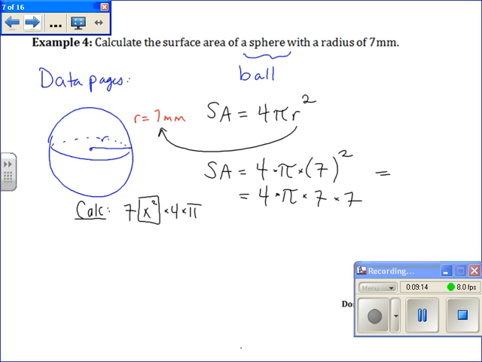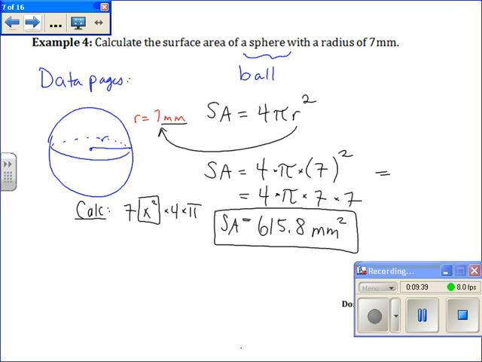In your calculator, your answer is going to come out to 615.8 if I round to the first decimal place. And my units, I come back here and look, I was in millimeters for my radius. And because that 7 millimeters was squared, I now have millimeters squared. And that's my surface area. And I expect to have square units because I'm talking about area. And there's my answer.